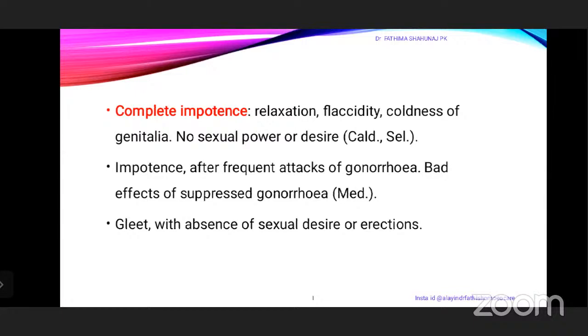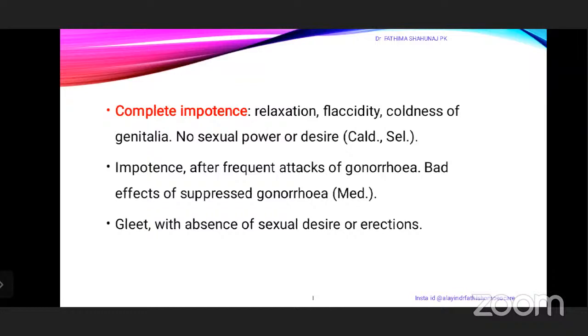In Selenium, impotence with desire. And here it is Selenium, the impotence with desire, lewd thoughts, but physically impotent. In Caladium, there will be mental depression, impotence with mental depression. And here it is physically impotent, but the desire will be there, and lewd thoughts are also there. That's all.